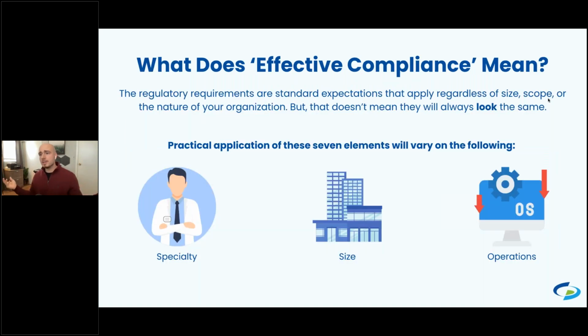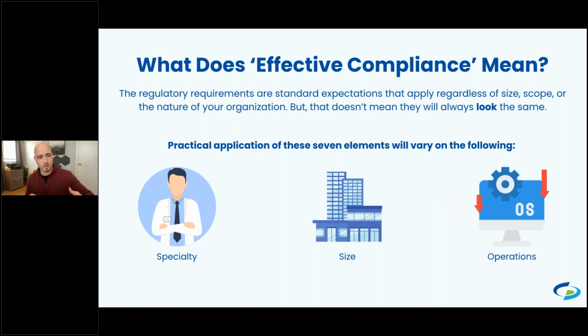And so what does that really even mean? Well, in a lot of ways, the practical application of these 7 elements might vary depending on the specialty that you are operating in. Are you a multi-specialty clinic, or are you a dental practice? Or are you a specialist or a surgical group? It could be the size of your organization, right? It could be the uniqueness of your operations and the specific roles and responsibilities that you have internally. What effective compliance means is essentially that, relevant to your environment, you are not just having canned policies, right?